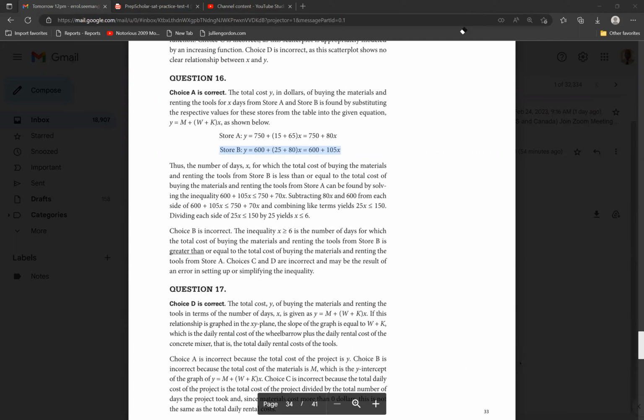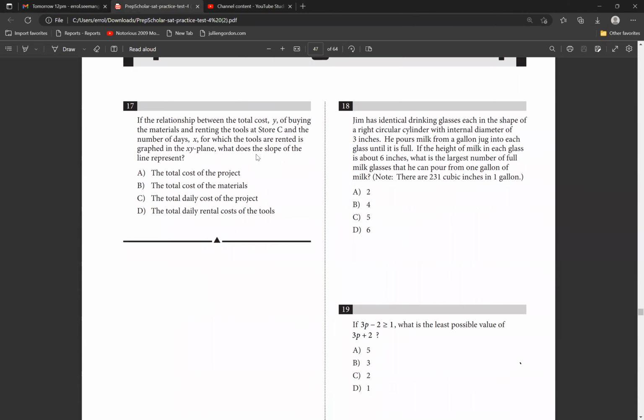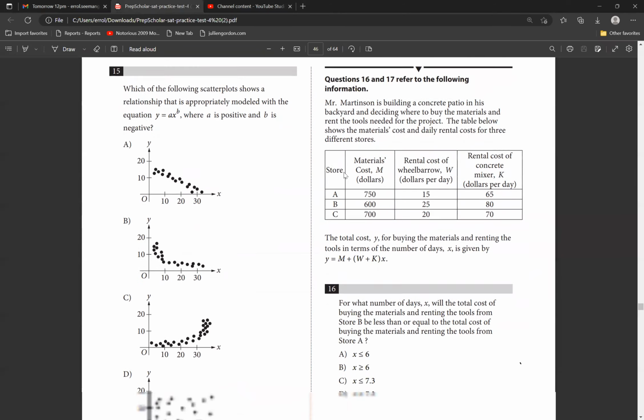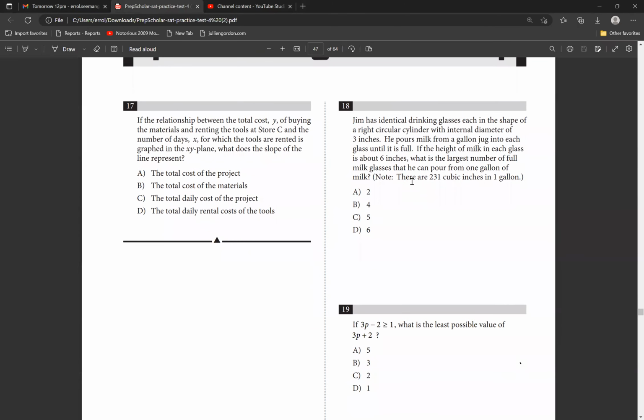All right, 17. If the relationship between the total cost Y of buying the materials and renting the tools from store C and the number of days X for which the tools are rented is graphed in the XY plane, what does the slope of the line represent? So if you set up a graph, X would be the number of days, and this y-axis would be total cost in Y.